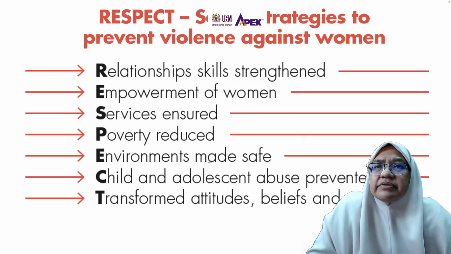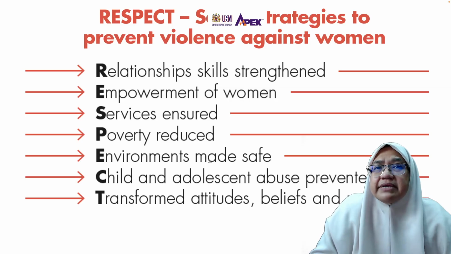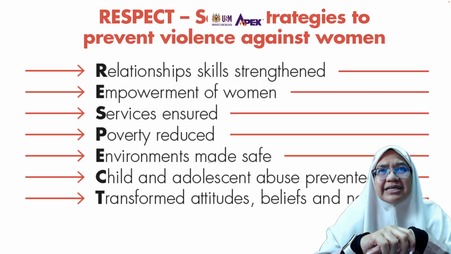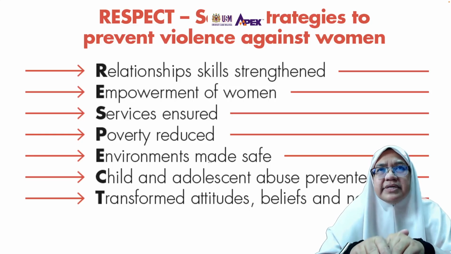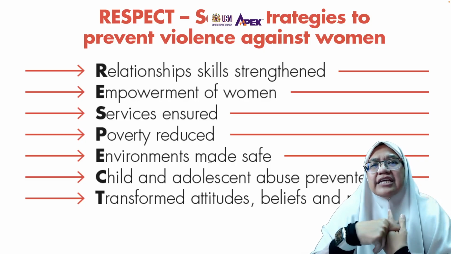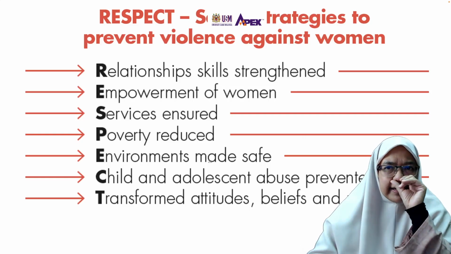Okay. P, poverty reduced, which is related to financial independence. E, environment made safe. So this is another important thing. She needs to be ensured that she can leave the place safely, and she will be helped to start a new life in a safe environment. Right. C, child and adolescent abuse prevented. As I showed before, you can see that many of the children, more than 50% of them, actually witness the violence many times again and again. So this can actually be the risk that when they grow up, they can either be the victims or they can be the perpetrators because they witnessed the violence.